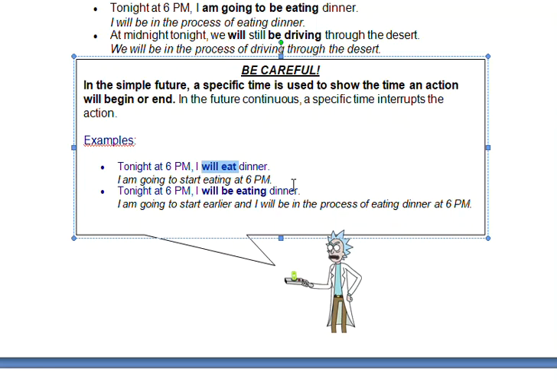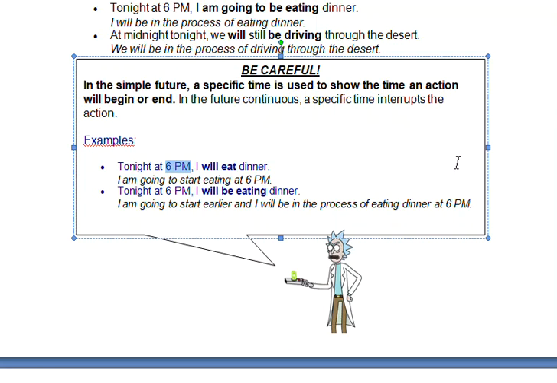I will eat dinner. Yo quiero decir que a las 6 de la tarde en punto, yo voy a comenzar a comer. Esa es la función en este caso del futuro simple. Indicarte que en un cierto periodo de tiempo o a cierta hora, como podemos verlo aquí, at 6 p.m., I will start eating dinner. Yo voy a empezar a comer, yo voy a empezar a cenar.